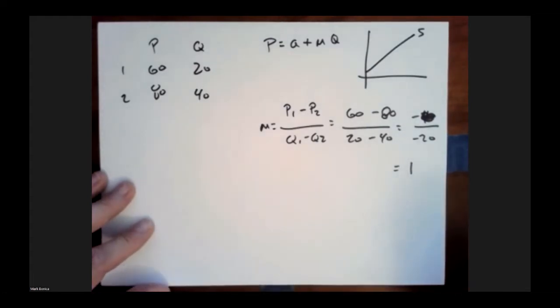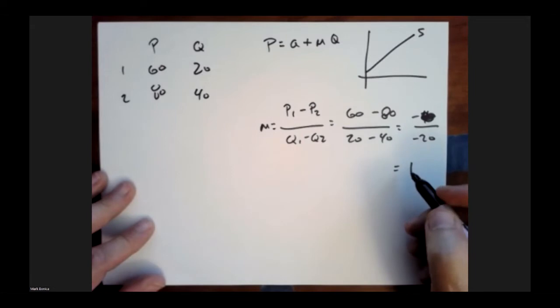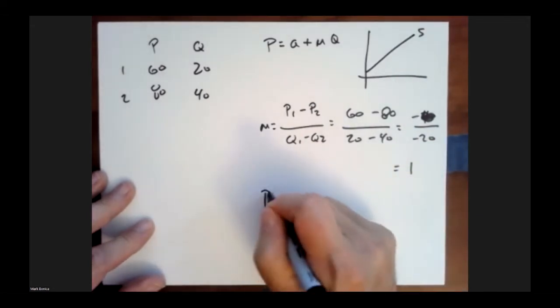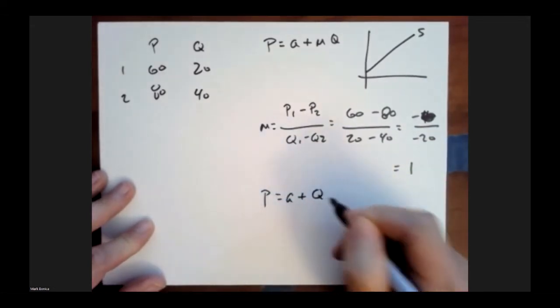I didn't make a mistake, I was looking at the wrong notes. Okay, so the slope is 1. That's pretty simple. So P equals A plus Q.